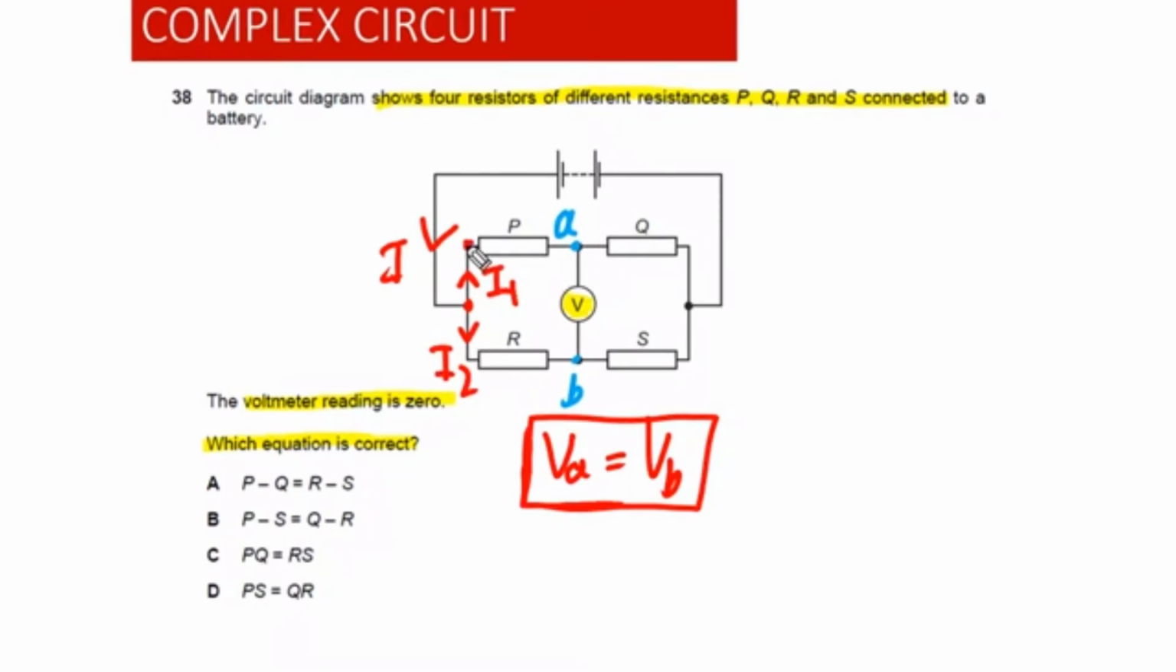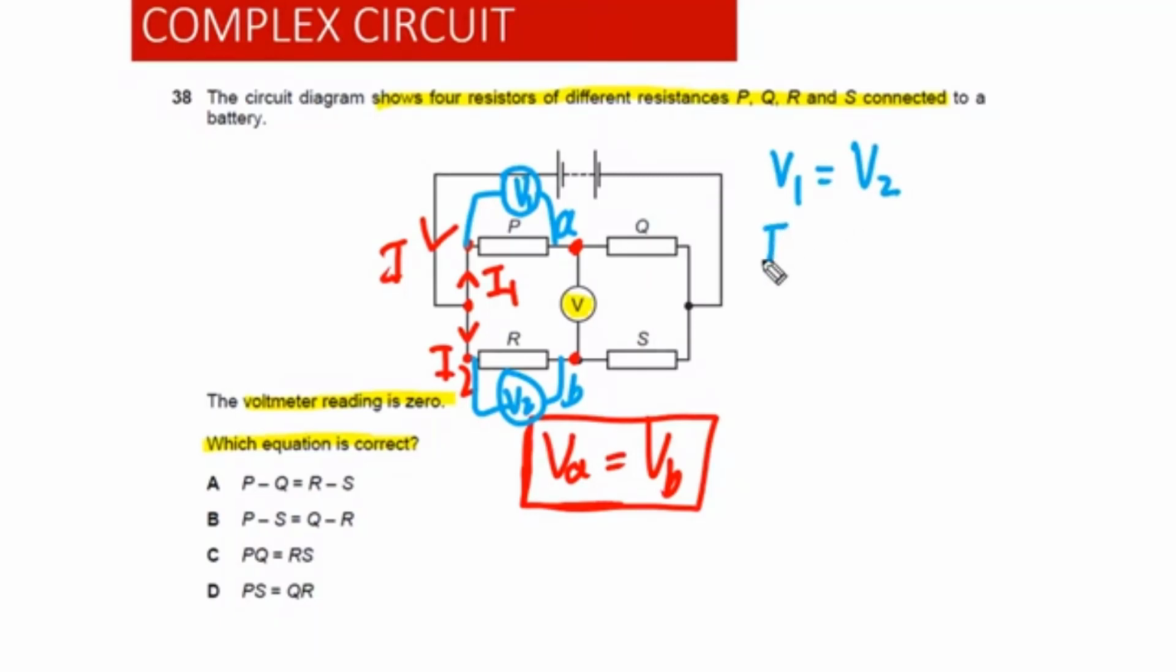As the potential at A is equal to the potential at B, we can also conclude that if we attach one voltmeter, let's say voltmeter 1, across resistor P, and attach another voltmeter across resistor R, the reading on voltmeter V1 has to be equal to V2.